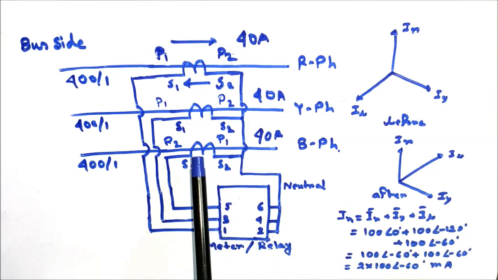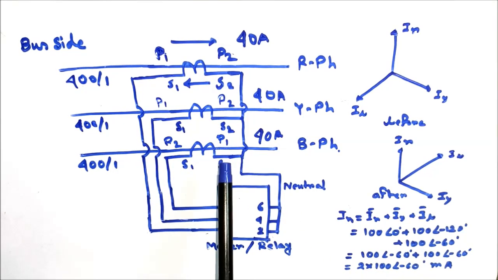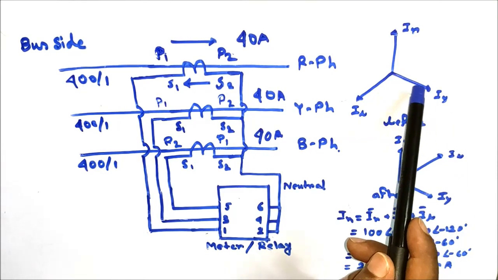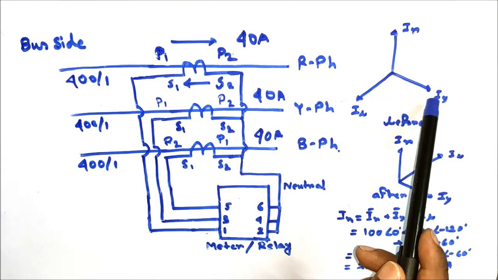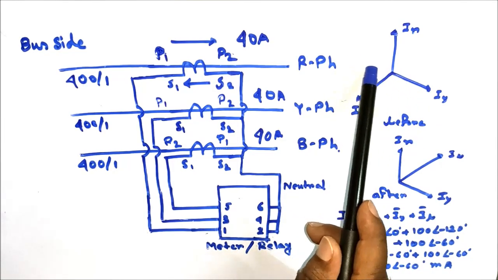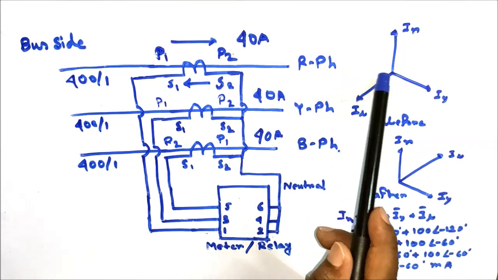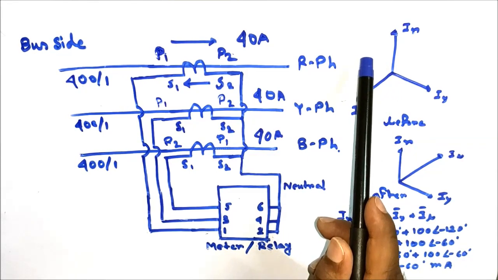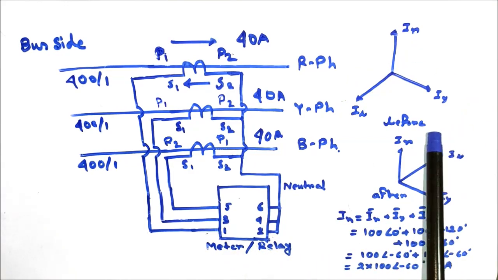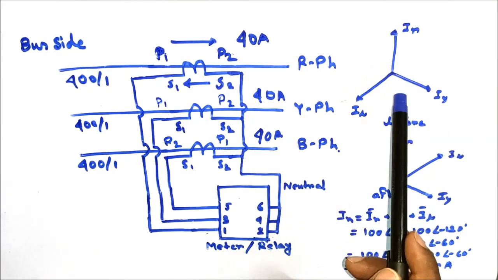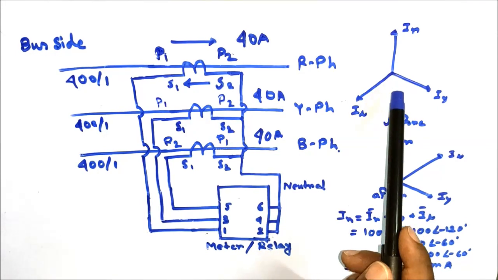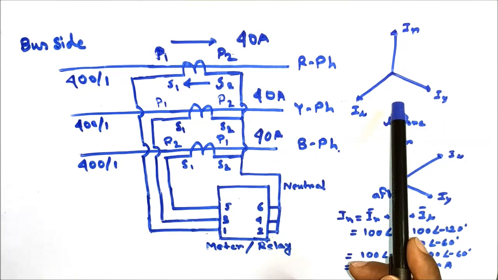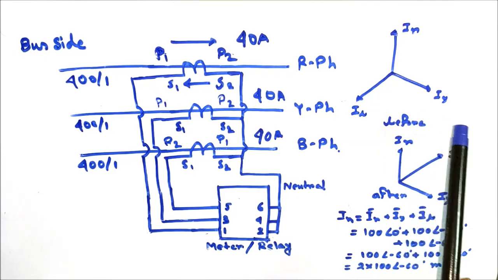Now the angle will be different for different phase CT polarity reverse. If the polarity of Y phase is reversed, there will be a 180 degree phase shift for the Y phase, that is IY comes at an angle of plus 60 degree. So the sum of the phase currents will be 2 into I at an angle of plus 60 degree. Again, if the polarity of red phase is reversed, then this phase becomes I at an angle of 180 degree, and the sum of the three currents, that is the neutral current, will be 2 into I at an angle of 180 degree.